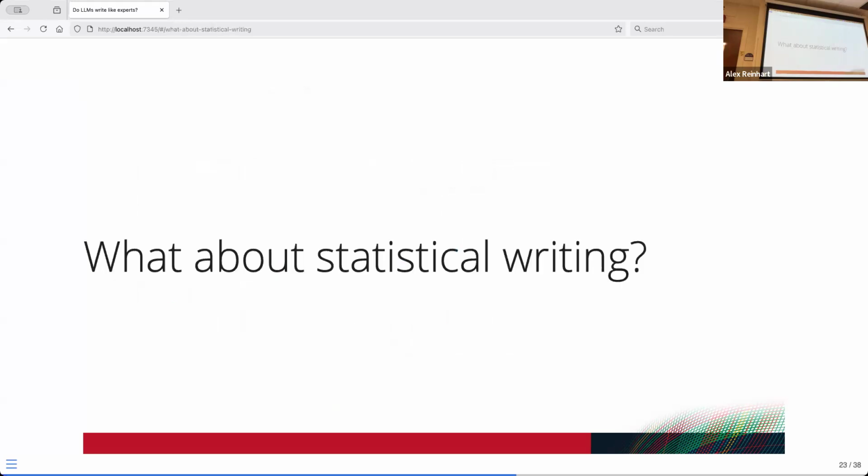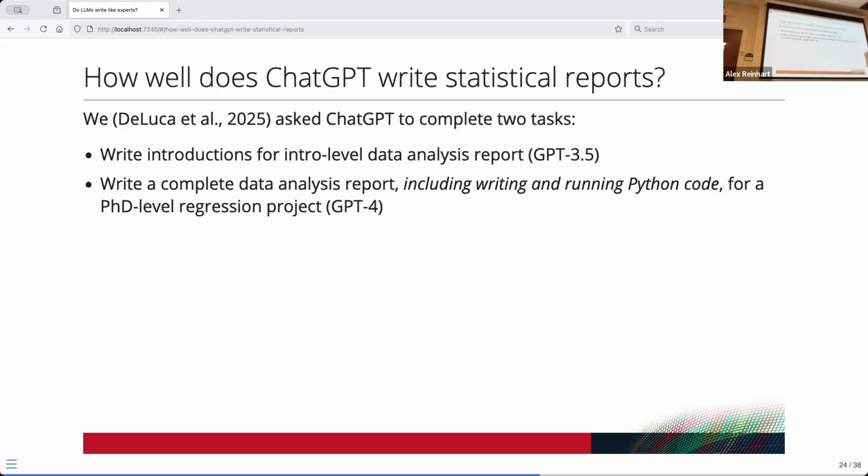But this covers lots of things, and I was talking about statistics courses. So what about statistical writing? The kinds of things our students might do. So we tried a few things. Two tasks that we did. One was we took intro data analysis reports in our first semester intro stats class. So they're just told, like, make some plots that answer this question. It's just exploratory data analysis. And we took 100 introductions that students wrote, and we asked GPT 3.5 at the time to write introductions for those topics. We just did that 100 times: write an introduction for a report about this.